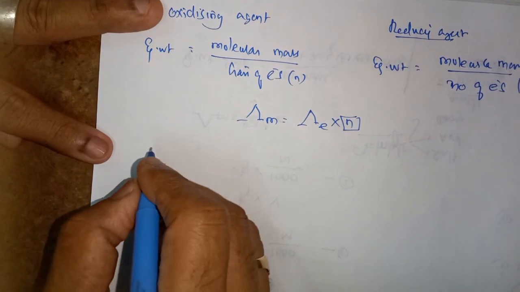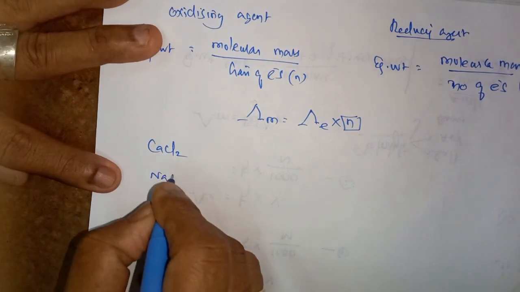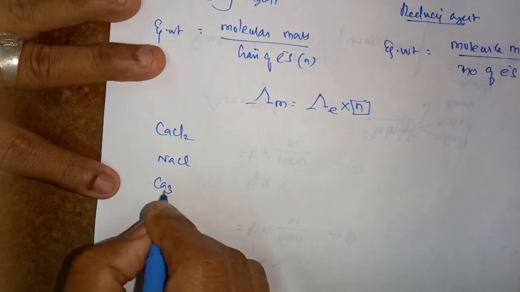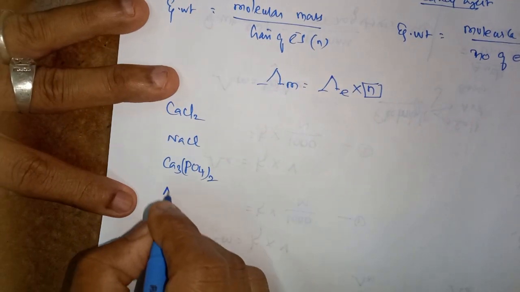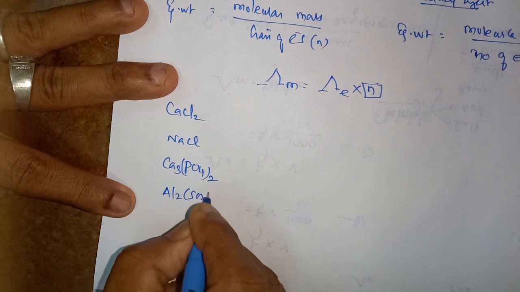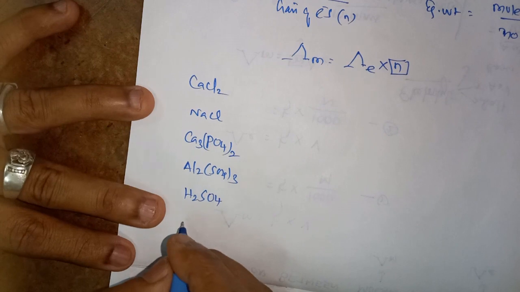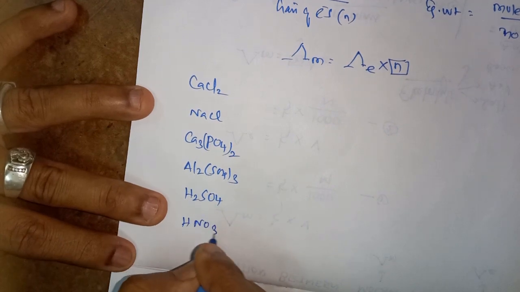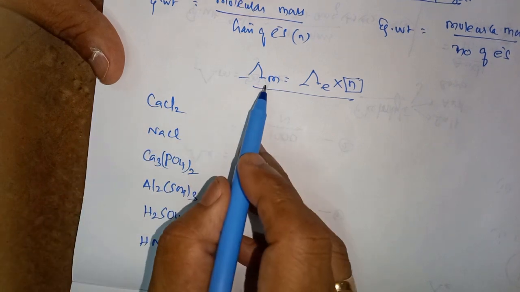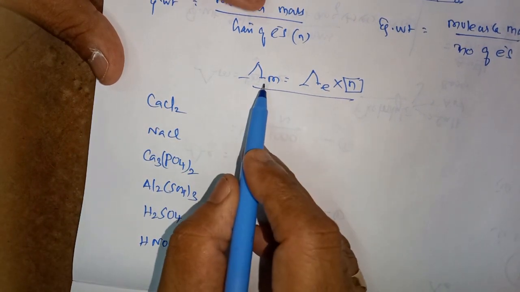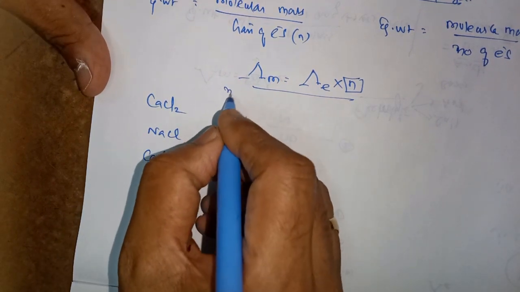Suppose I take different electrolytes. For example, I take calcium chloride, it is a salt. Sodium chloride, it is a salt. Calcium phosphate, it is a salt. Then aluminum sulfate, Al2(SO4)3. I take sulfuric acid, and HNO3, nitric acid. For these I am going to derive the relationship between lambda m and lambda e. Lambda m is equal to n into lambda e. For this, how to find out the n value?